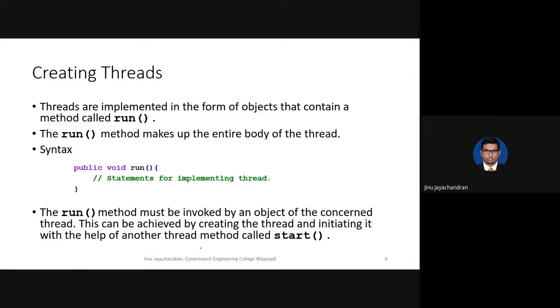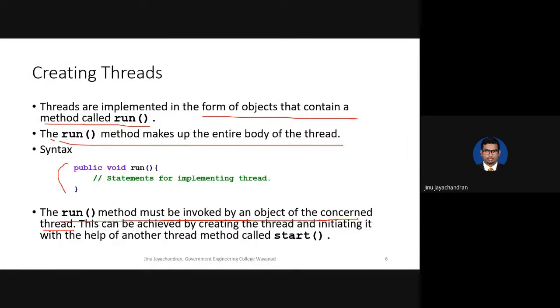Threads are implemented in the form of objects that contain a method called run. There is a class called Thread, which is already implemented in Java. Your class can inherit the Thread class and implement the run method. Whatever program you put inside run will run as a new thread. The run method makes up the entire body of the thread. The syntax is like this.